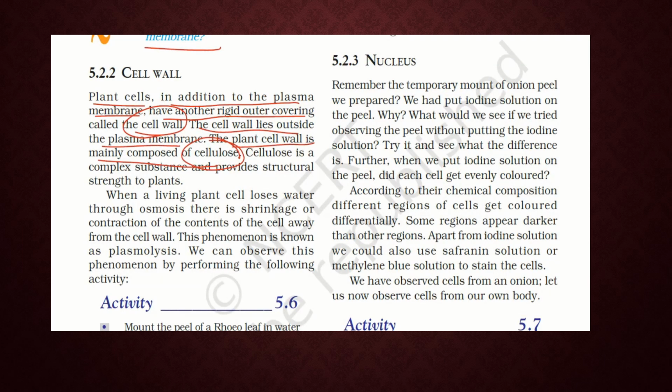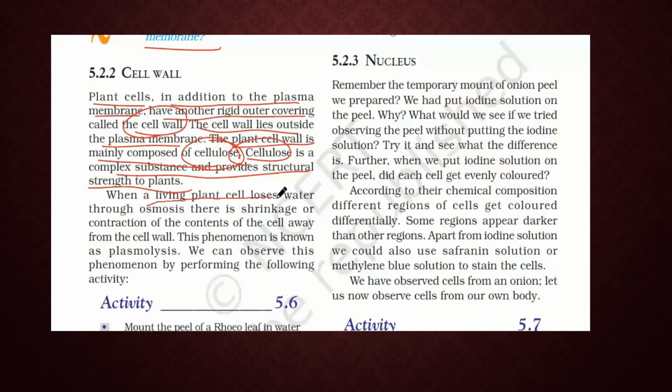So what is the composition of the cell membrane? We said that the cell membrane is made up of lipids and proteins. So make it clear when you are studying each part, it should be clear in your mind. If your basics are clear, it will be very easy to answer your questions. Now cellulose is a complex structure and provides structural strength to plants. So cellulose is very strong, providing structural strength to plants.